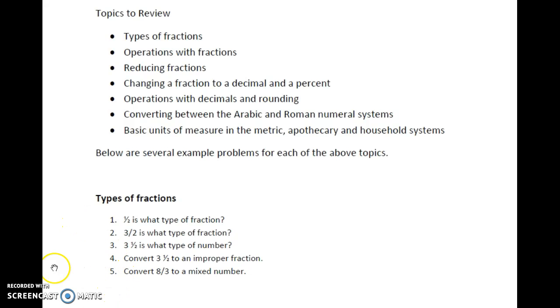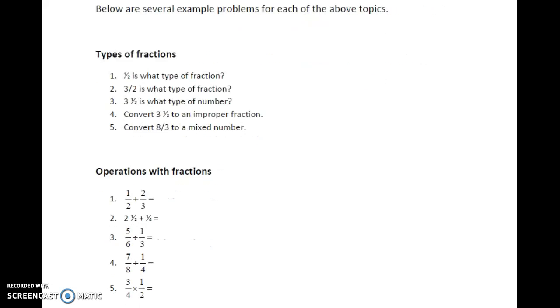So then I've given you a couple to try on your own. And then it goes into some of the different operations with fractions. Now, your book's going to go through how to add, subtract, multiply, and divide. Keep in mind that probably the best way to deal with fractions is to not deal with fractions. So a lot of times in the pharmacy world, we're going to change them to decimals first, and then we're going to do the operations.